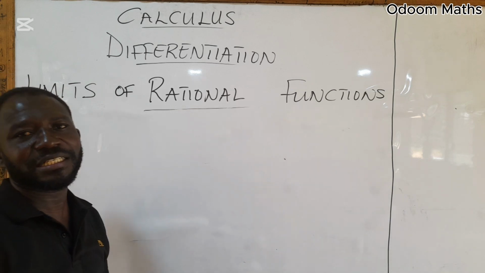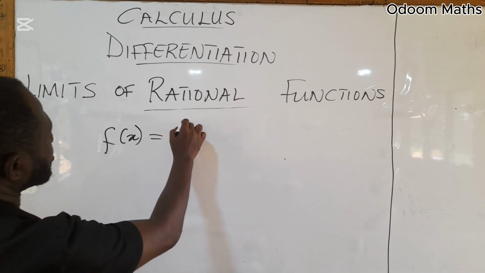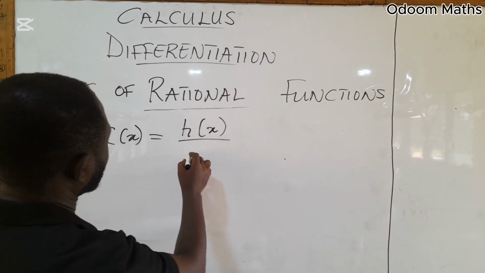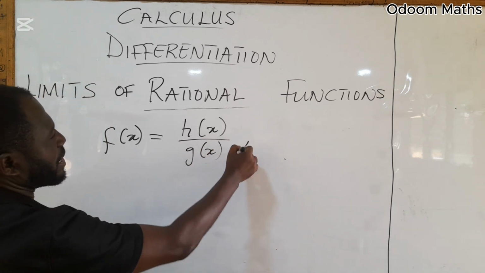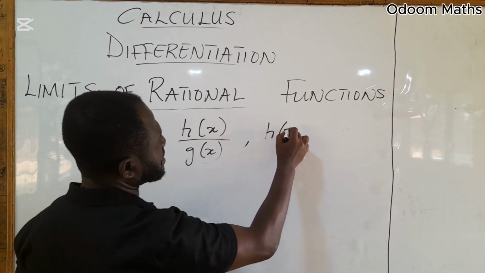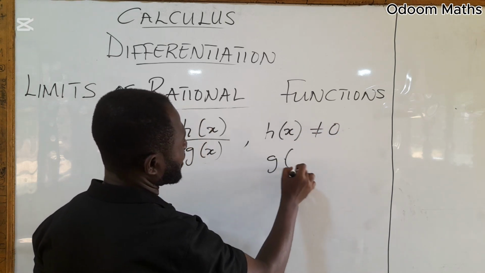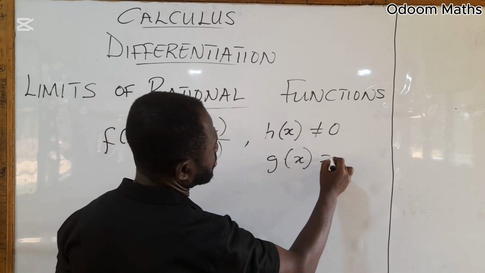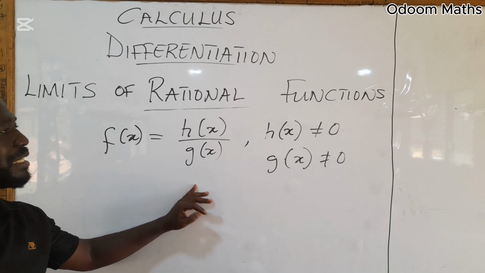And what are rational functions? Rational functions are functions of the form f of x is equal to h of x over g of x, where h of x is not 0 and g of x is also not 0. Okay, so let's look at an example.